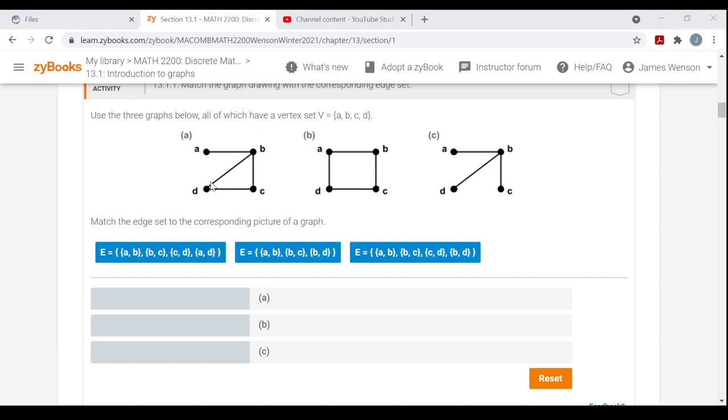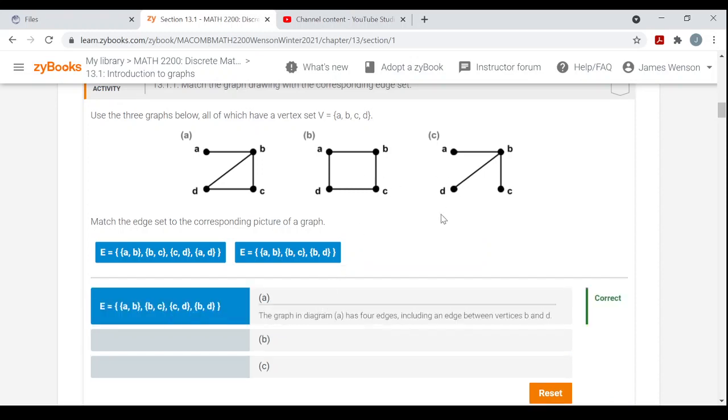So let's look at graph A here. I've got the edge AB, so the set has AB in there. Got BC, this has BC. Got CD, this has CD. And I've got BD, this has AD, so that's not that one. It's got to be this one, right, with AB, BC, CD, and BD. So this here is the edge set for the first graph.